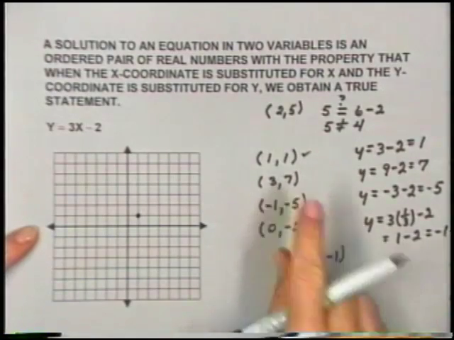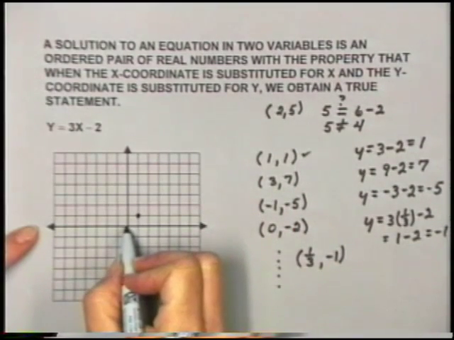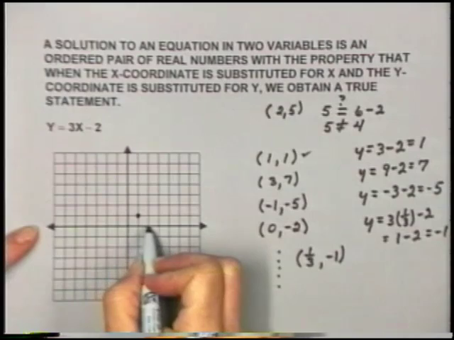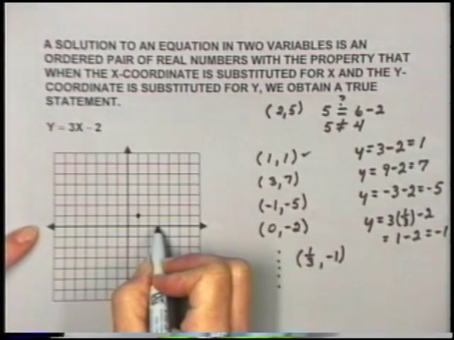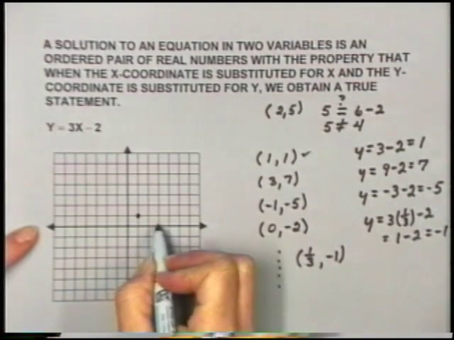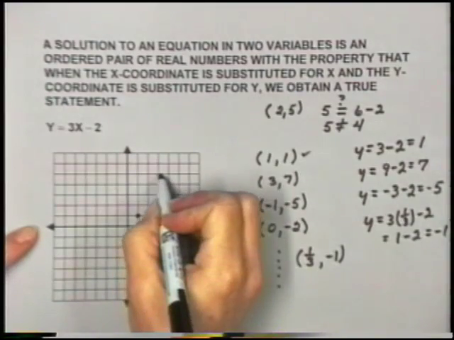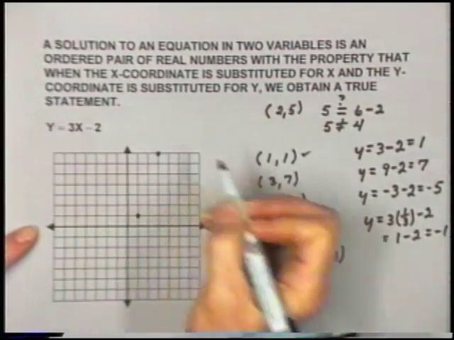Next, we're going to locate this point. The x-coordinate is a positive 3, so I will go to the right, 1, 2, 3. And then since y is positive, I will go up 7. 1, 2, 3, 4, 5, 6, 7.